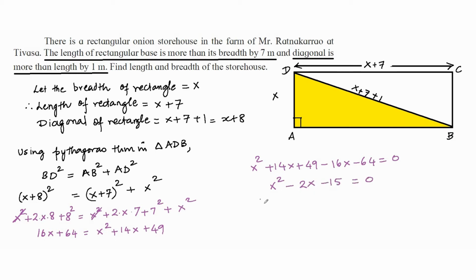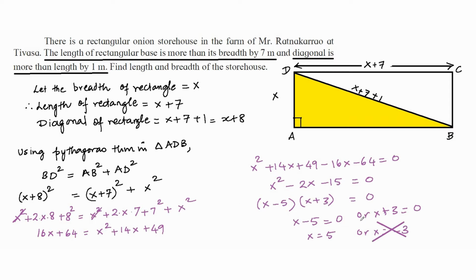Now this is a quadratic equation which can be solved. You can use any of the methods. So I am using factorization. So x minus 5 into x plus 3 is equal to 0, which means x minus 5 is 0 or x plus 3 is equal to 0. Therefore x is either 5 or x is negative 3. Now in this case, x is the breadth of the rectangle. Therefore x cannot be negative. So we have to discard. You will have to of course mention this, saying that x cannot be negative.